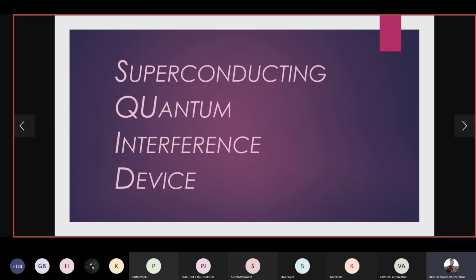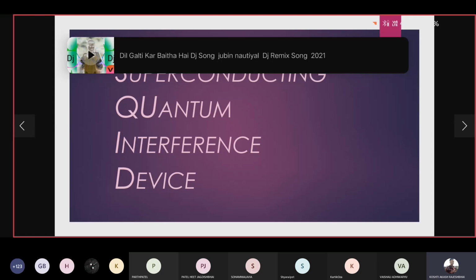What is meant by SQUID? SQUID is a device that can detect even a very small amount of magnetic field. It is a very sensitive device nowadays, enough to measure magnetic fields as low as 5 into 10 raised to minus 4 Tesla. So here one more question: what is the full form of SQUID? SQUID stands for Superconducting Quantum Interference Device.